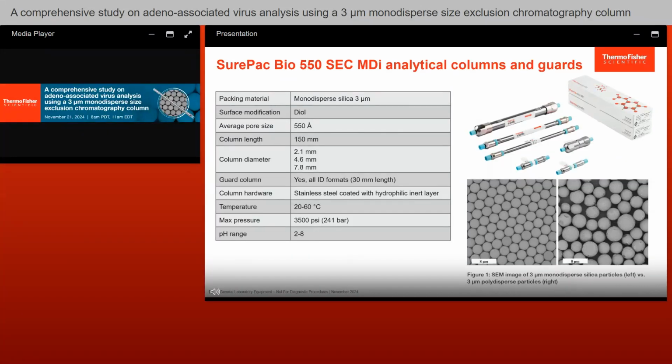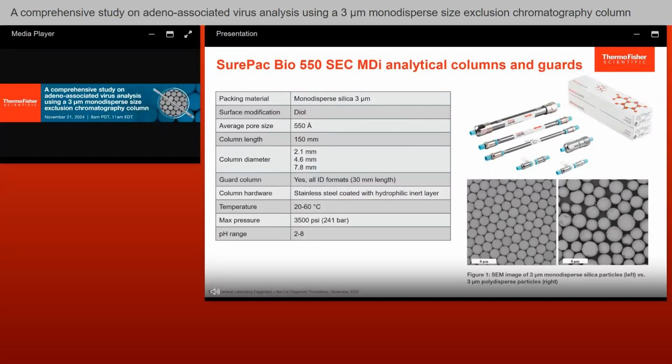So this is just a brief introduction of the SurePak column and its physical properties. This new column uses 3 micron silica particles as the stationary phase, and the particle is modified with a diol group to prevent secondary interactions. The average pore size is around 550 angstroms, which is about 2 to 3 times the AAV particle size. We offer a 150 millimeter column length with 3 diameters: 2.1, 4.6, and 7.8 millimeters. All of these formats will have a guard, which is 30 millimeters in length.